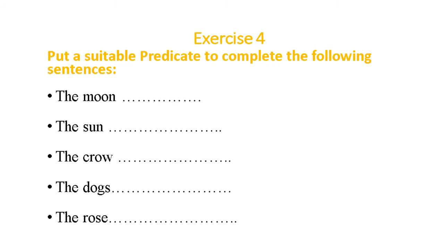So students, now we will practice exercise 4. Exercise 4 is that you have to put a suitable predicate to complete the sentences. Again, I'll give 10 sentences. The first one is the moon dash. Second is the sun dash. Third is the crow. Fourth, the dogs. Fifth, the rose. I'll give you few seconds to note.